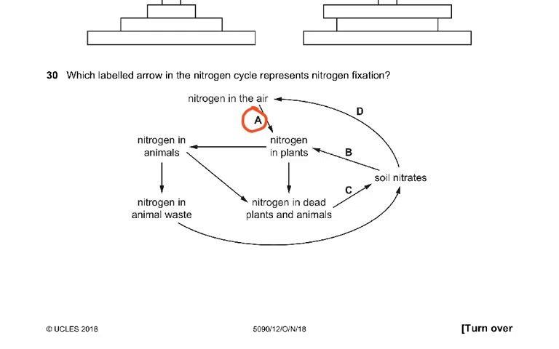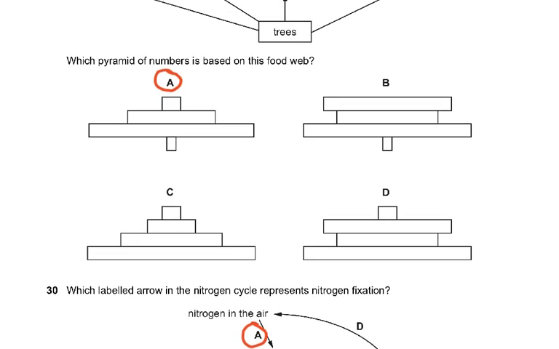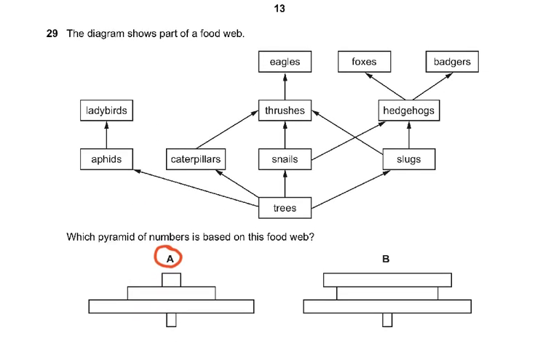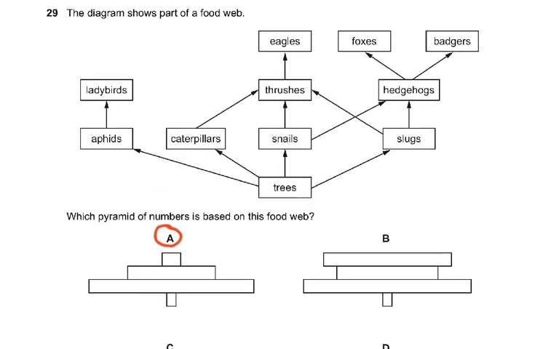Then coming on to question 29. Now in 29 we have a pyramid of numbers. The diagram shows part of a food web. Which pyramid of numbers is based on this food web? Now what is the point which is going to give you a clue to which one is the pyramid of numbers? Now in numbers, you know what are we talking about? We're talking about not the mass. It's not a pyramid of biomass, it's a pyramid of numbers.